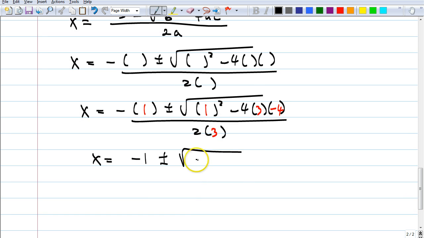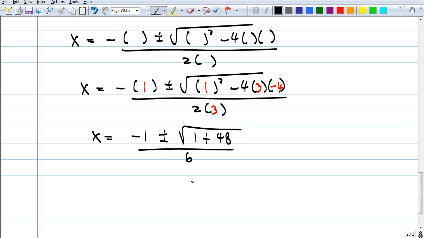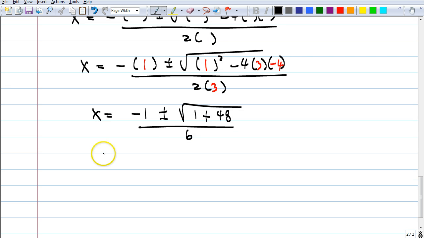What's 1 squared, class? 1. What's this? Negative 4 times 3, plus 48 or minus 48? Negative times negative, right? This is really plus negative 4 times negative 12, so plus what? 48, all over 6. How many people got this so far? Good. Yuri, tell me what to do next. X equals? Negative 1. Okay, guys, time to listen now. Jay, time to listen. Okay, plus, minus, all over 6.